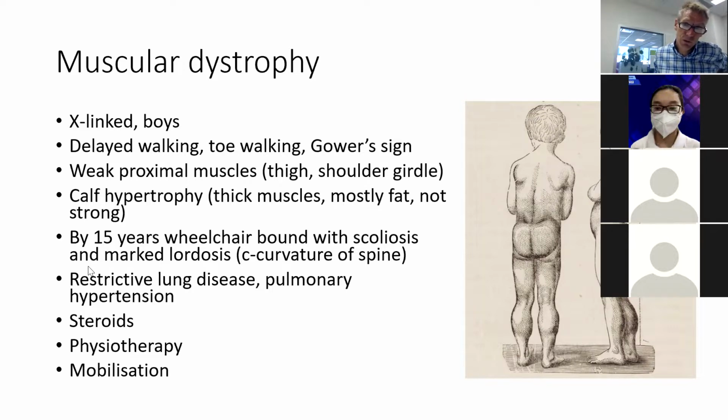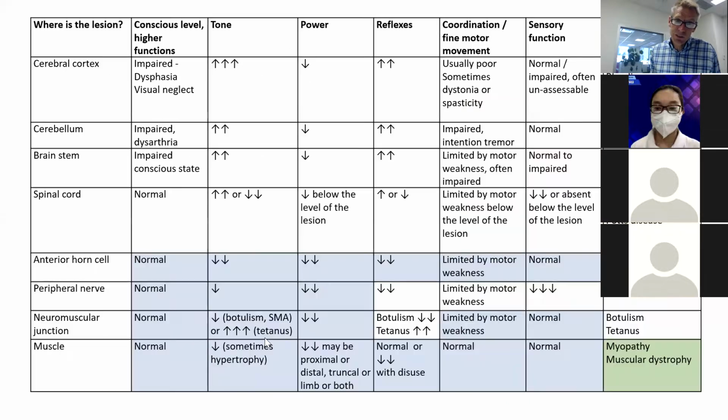These children, of course, by 15 years are often wheelchair bound, and they have a severe scoliosis, and they develop other problems as well. They can be treated and have delayed progression of their disease, but unfortunately by young adulthood they usually succumb to severe lung disease. The reason to talk about muscular dystrophy is partly to show that there are some conditions down the bottom of this table where you just have a muscular problem. It's not a cortical problem or a spinal problem, it's just a muscular problem.